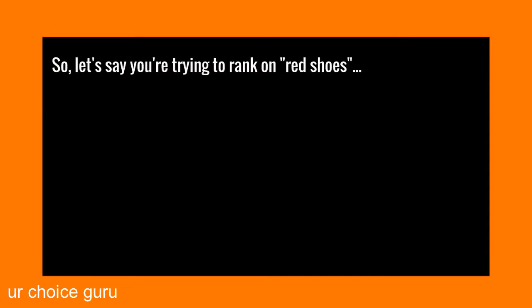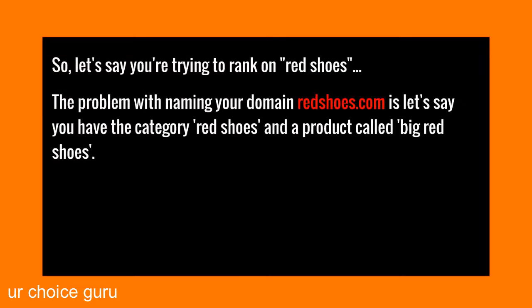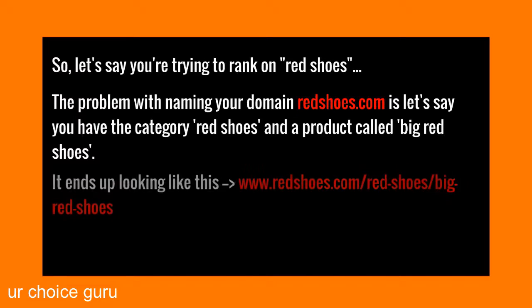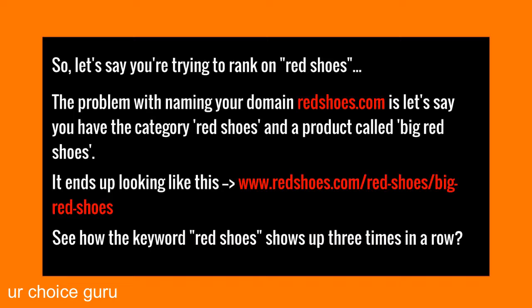So let's say, for example, that you're trying to rank on red shoes. The problem with naming your domain name redshoes.com is this. Let's say you have a category that is red shoes, blue shoes, yellow shoes, brown shoes. But that one category that's red shoes, and you have a product called Big Red Shoes, it ends up looking like this: www.red-shoes.com/red-shoes/big-red-shoes. So you see what I mean here? You've got red shoes, and red shoes 3 times in a row.